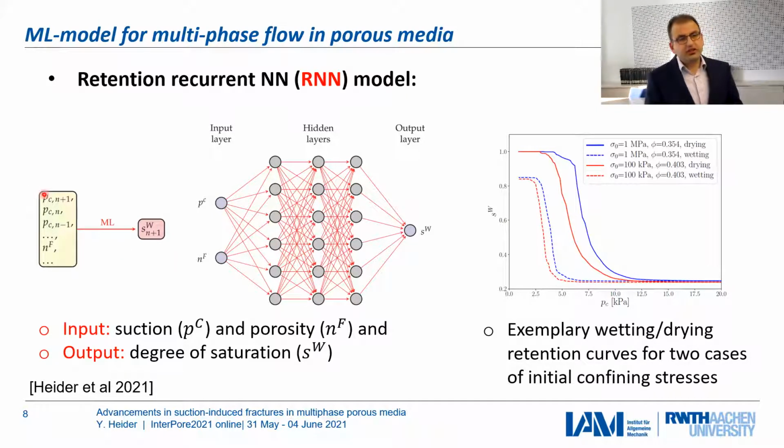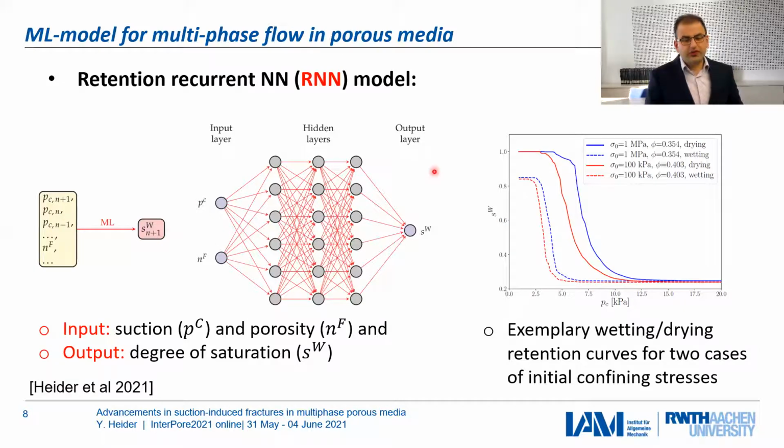For the retention curve, we use the suction from the current time step and also from previous time steps. So this is the recurrent neural network. The reason for using the values from previous time steps is simply because we would like to know if we are on drying or wetting paths. And we could also include the porosity in this procedure. With machine learning, we can predict the degree of saturation at the current time step.